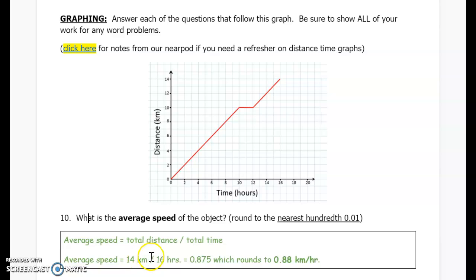So 14 kilometers divided by 16 hours gives us 0.875, which we can round up to 0.88 kilometers per hour. Remember, our average speed is always going to take our total distance and our total time, which is basically our ending point, if we don't travel backwards.